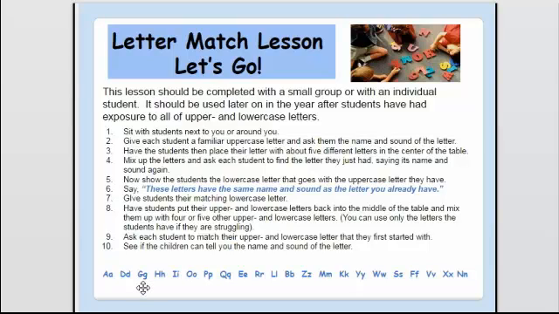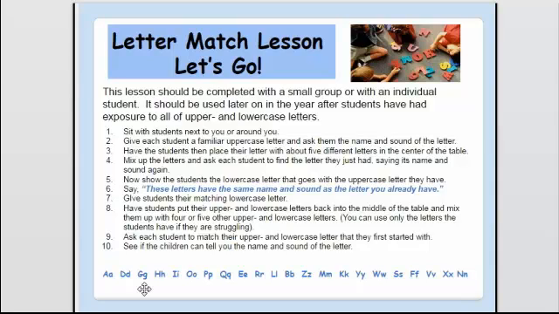Give each student a familiar uppercase letter and ask them the name and sound of the letter. Have the students then place their letter with about 5 different letters in the center of the table. Mix up the letters and ask each student to find the letter they just had, saying its name and sound again. Now show the students the lowercase letter that goes with the uppercase letter they have. Say, "These letters have the same name and same sound as the letter you already have." Give students their matching lowercase letter.